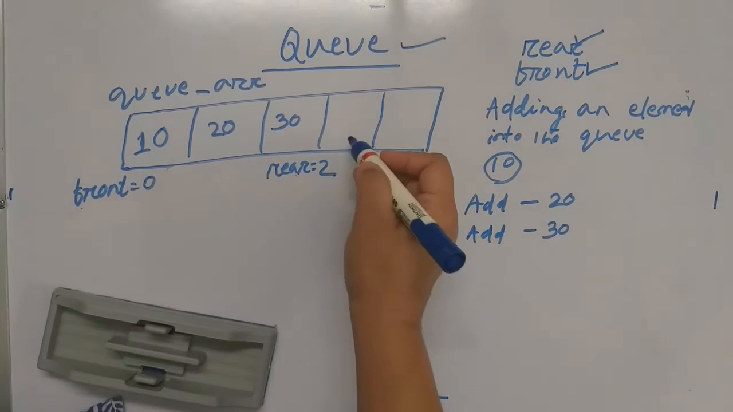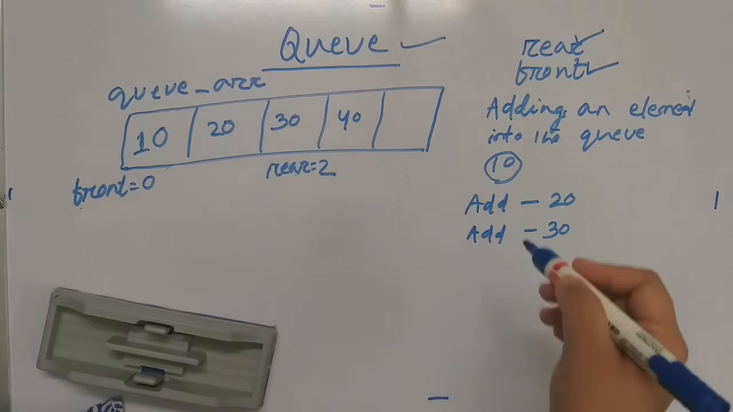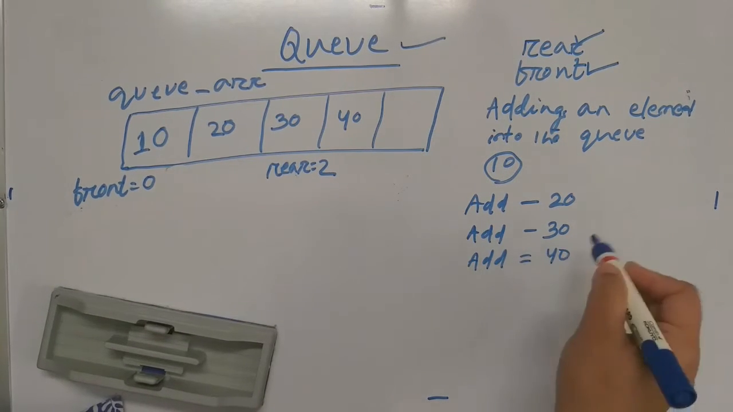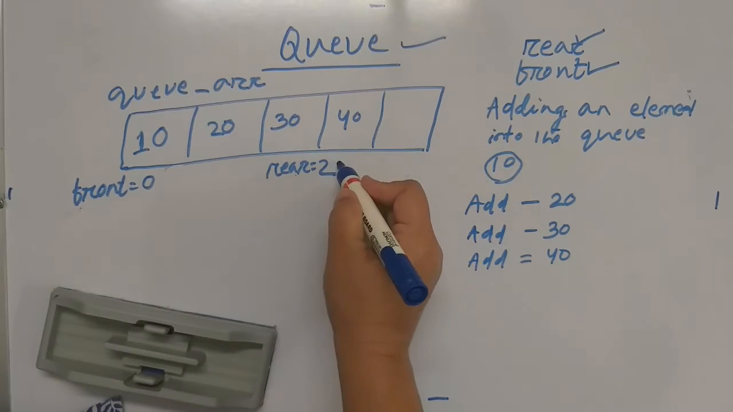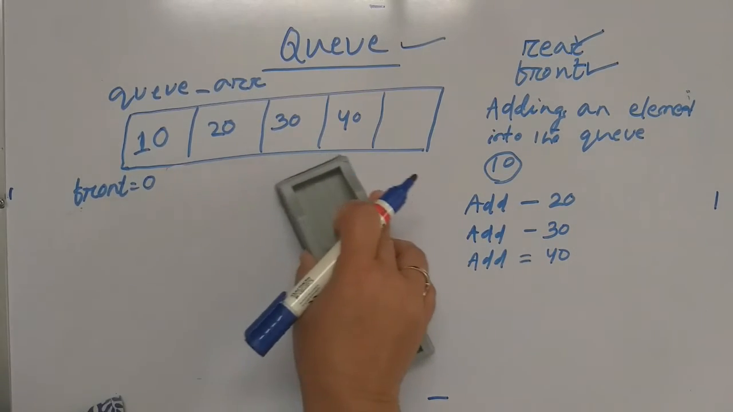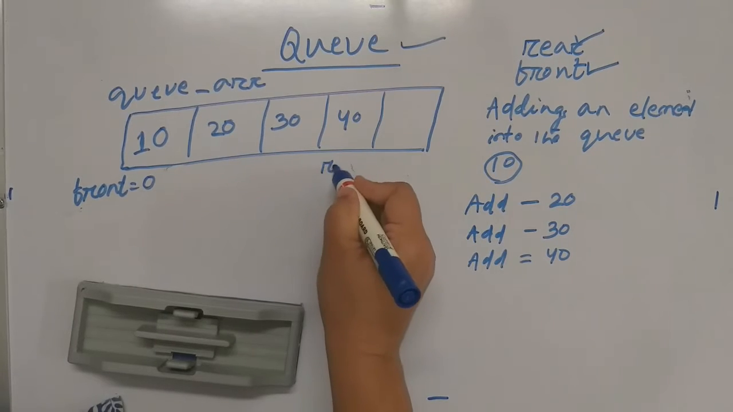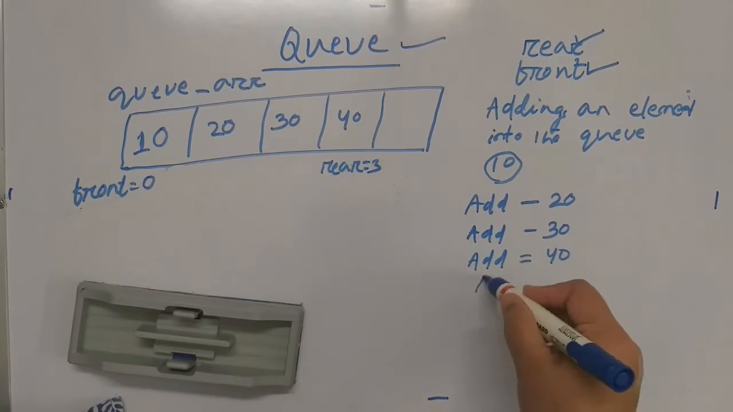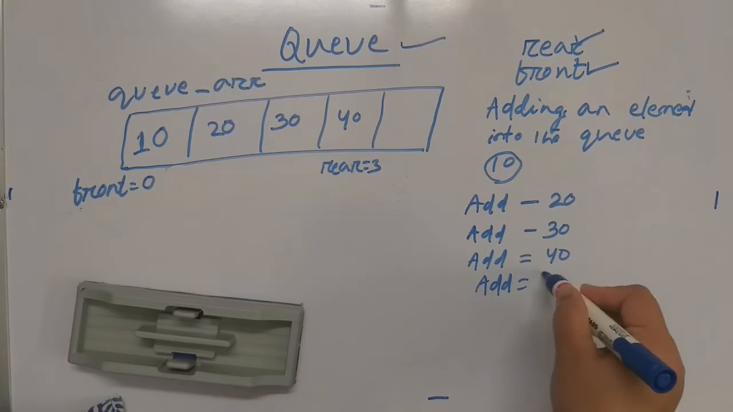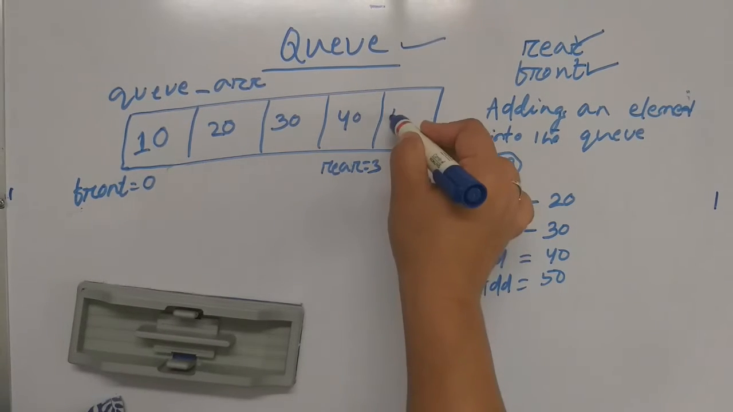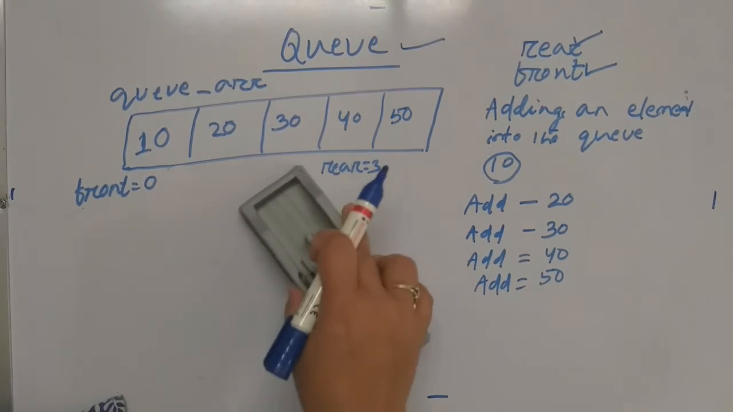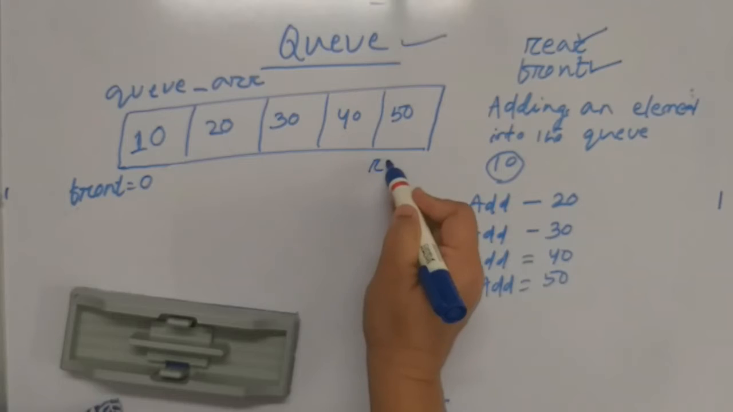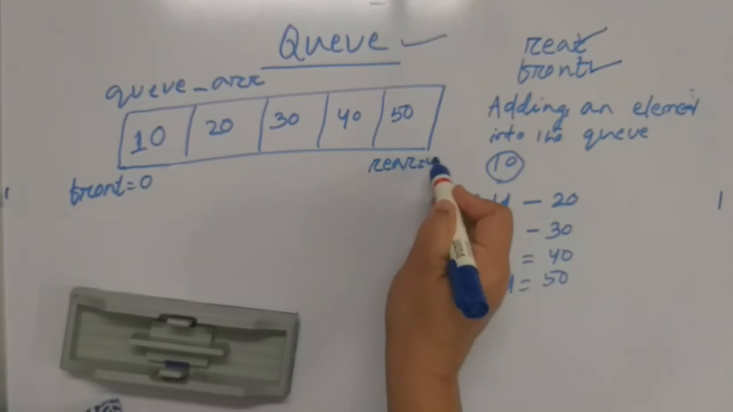Next we enter the 40. So we add another element which is equal to 40. The rear value is now changed, rear equal to rear plus 1, which is rear equal to 3. Now we add 50. So the rear value is changed to rear plus 1, which is now rear equal to 4. So rear equal to 4.